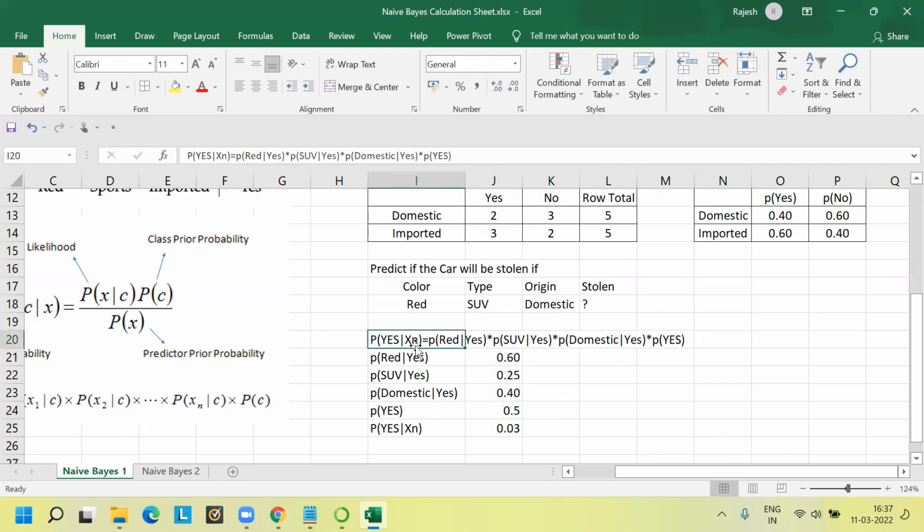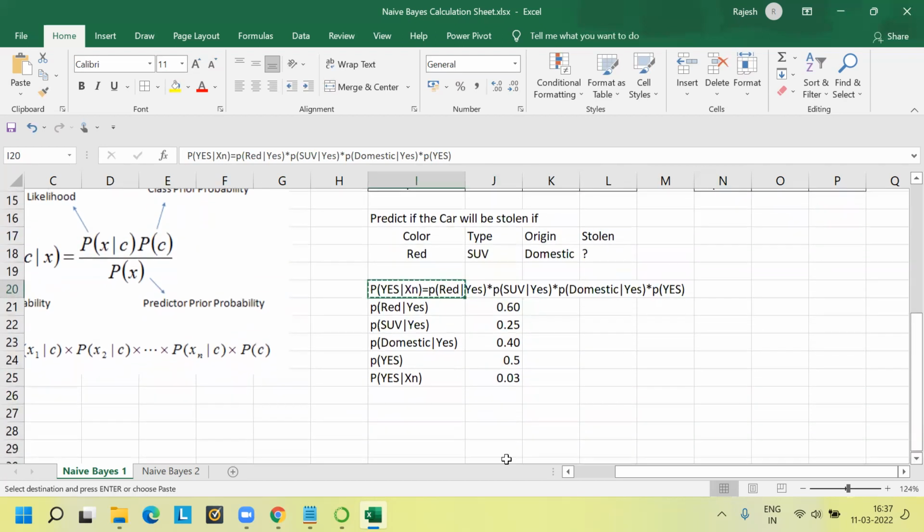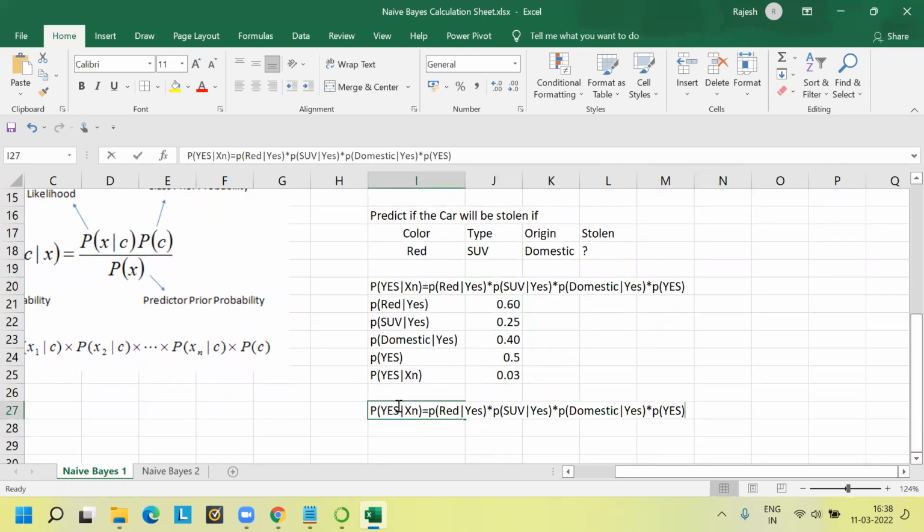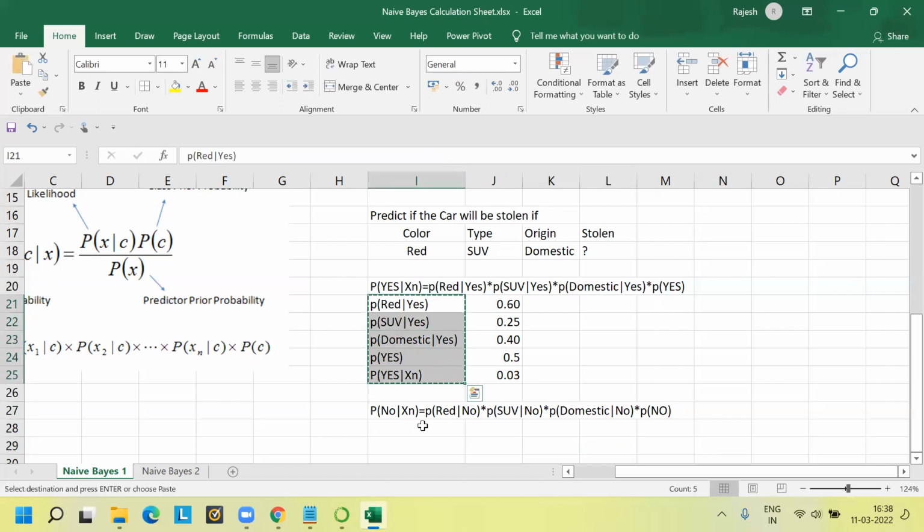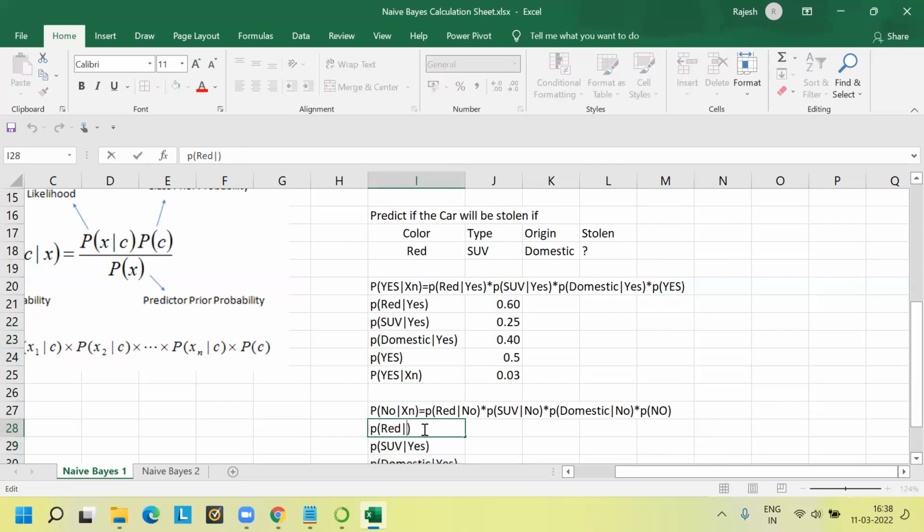Now calculate probability of no. Copy paste the same formula from top. Control C. Give one row gap. Convert all yeses into no. And probability of no. Copy all of them, Control C, Control V, and replace all yes with no.